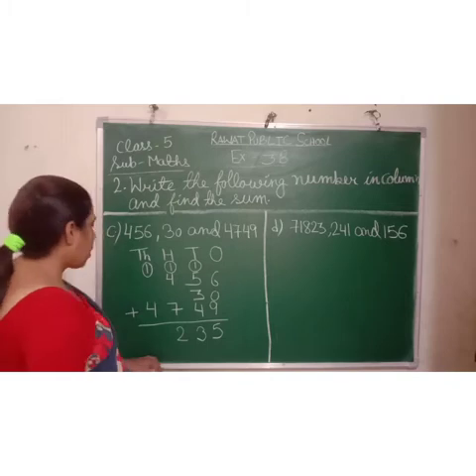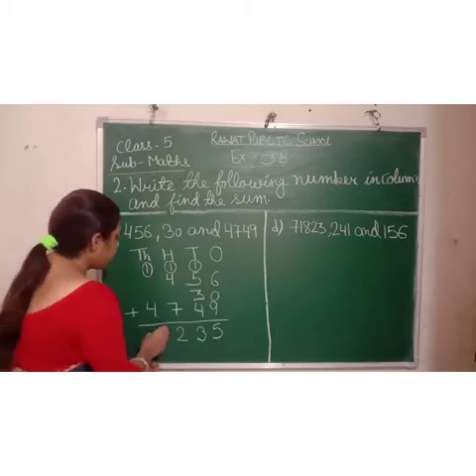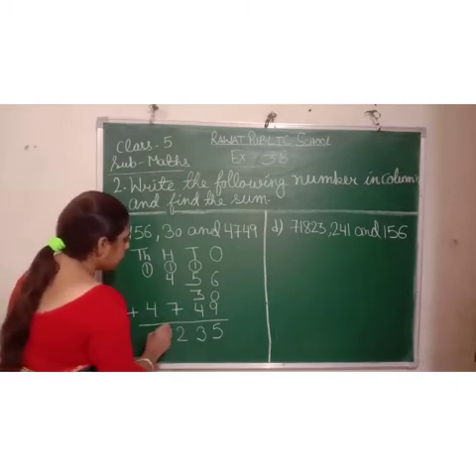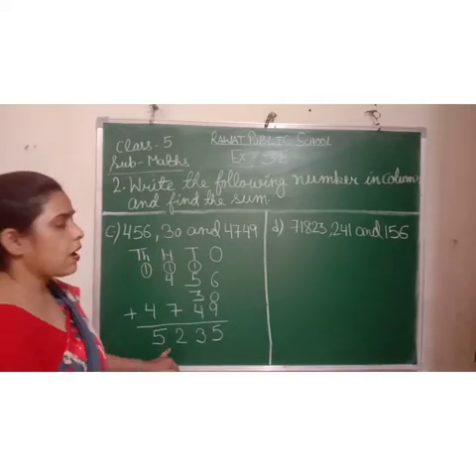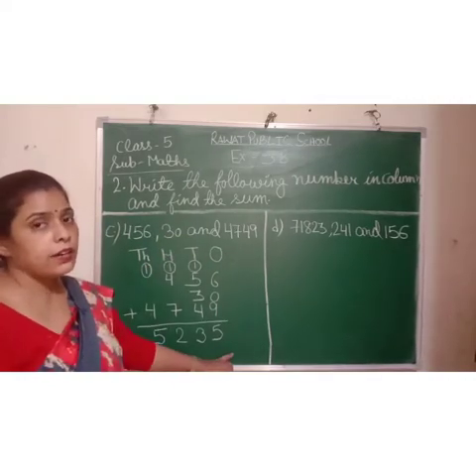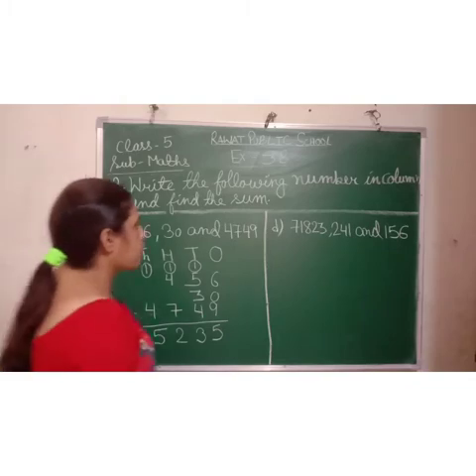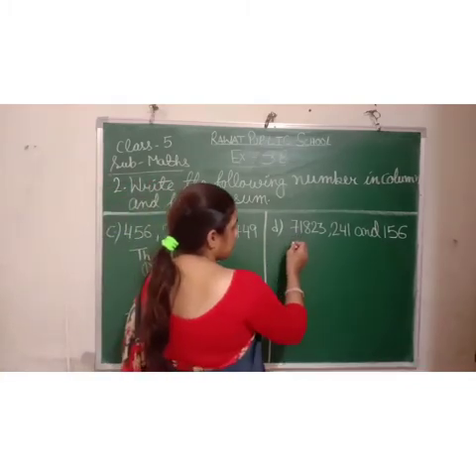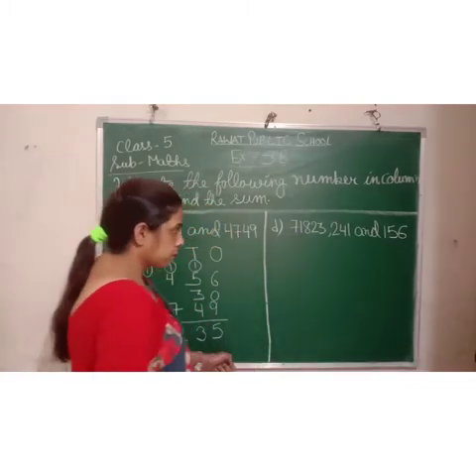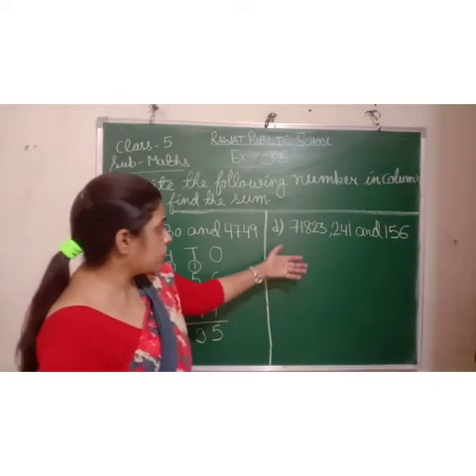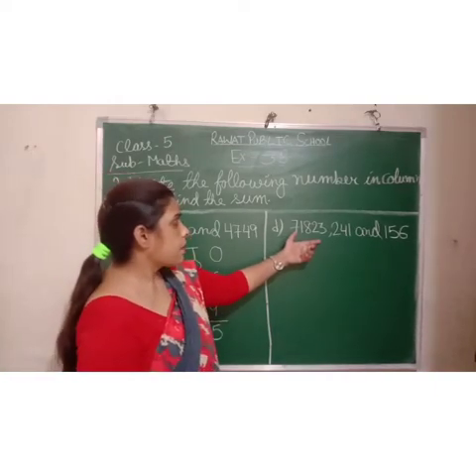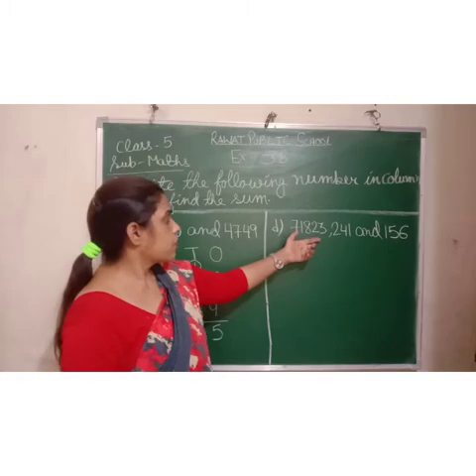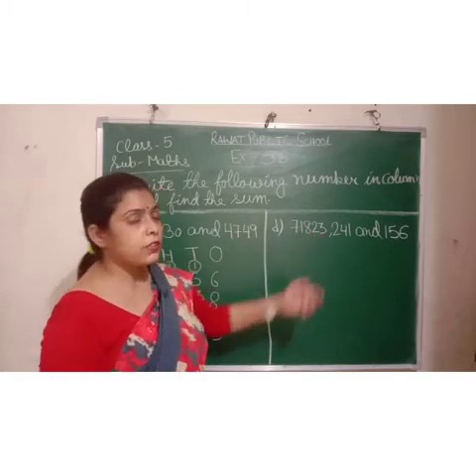Okay, now 4 and 1 is 5. So the sum will be these numbers, 5235. Okay students, now let us see the largest place value of which number. 71,823.